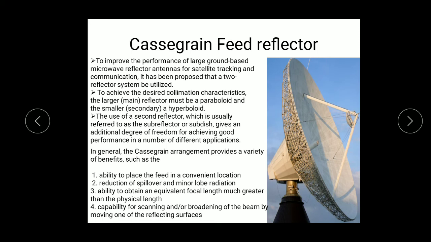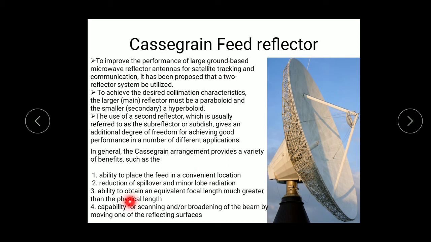So there are two types of reflector here. The use of a second reflector, usually referred to as the sub-reflector or subdish, gives an additional degree of freedom for achieving good performance in a number of different applications. In general, the Cassegrain antenna arrangement provides a variety of benefits, such as the ability to place the feed in convenient locations. This is the freedom of the feed location: you can put it in any convenient location.